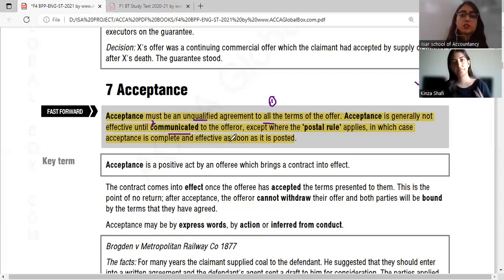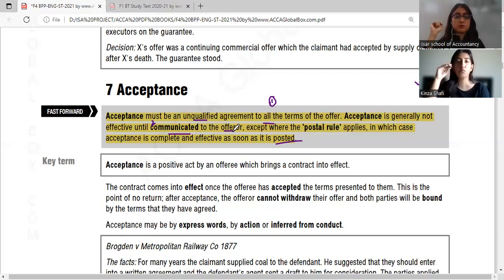Right, so in which case acceptance is complete and effective as soon as it is posted. So what is the exception to the rule? First of all, you tell me what is the rule for acceptance? It should be communicated to the person who has given the offer. To the offerer. Yes. Now what is the exception to the rule?